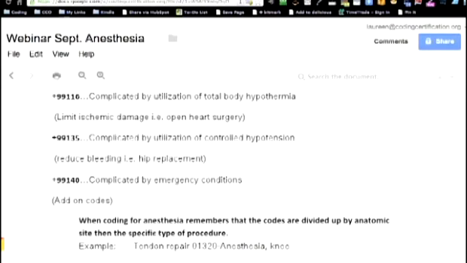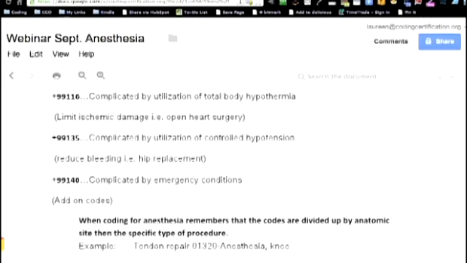What they're doing is, if they do open heart surgery on a person, they want to slow the heart down, and they're going to put your body in a hypothermic state so that you don't have any ischemic damage because of the open heart surgery. So they will amend this code to the anesthesia 99116, because if you put you in a hypothermic state, it's more complicated to do the anesthesia. He has to take more care with that.